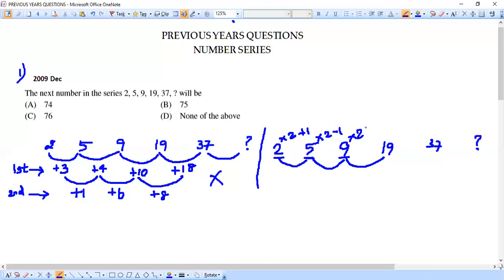So 9 twos are 18. Once again, if I want to get 19, I have to do plus 1. I think you are able to follow this. You are able to understand it very well. 9 twos are 18 plus 1 is 19. See the way I'm just proceeding. Just reach up to the table where you get the nearest value. That is what is more important.